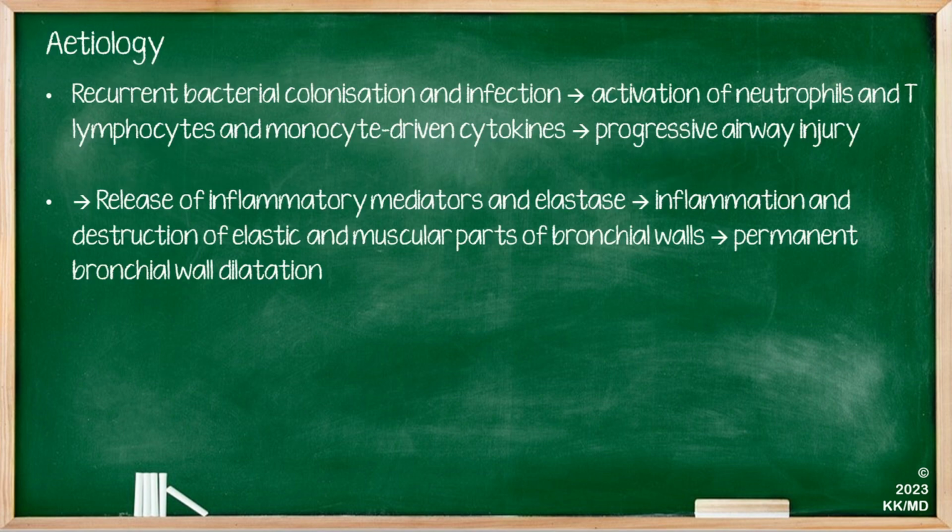As far as its etiology is concerned, really the biggest risk factor for it is the recurrent bacterial colonization and infection of the lung that leads to the activation of neutrophils and T lymphocytes and monocyte-driven cytokines that result in progressive airway injury. As a consequence of this, there is a release of inflammatory mediators and elastase, which will then subsequently lead to inflammation and destruction of the elastic and muscular parts of the bronchial walls. And unfortunately, as a result of that, the patient will get permanent bronchial wall dilatation.